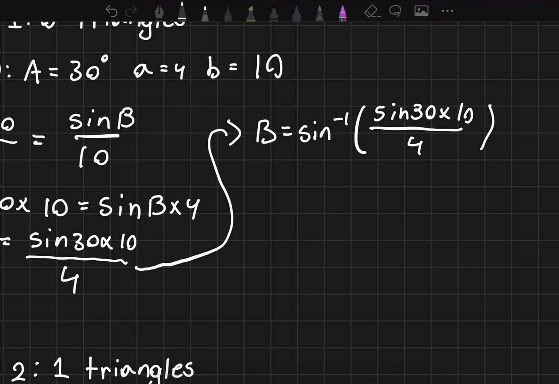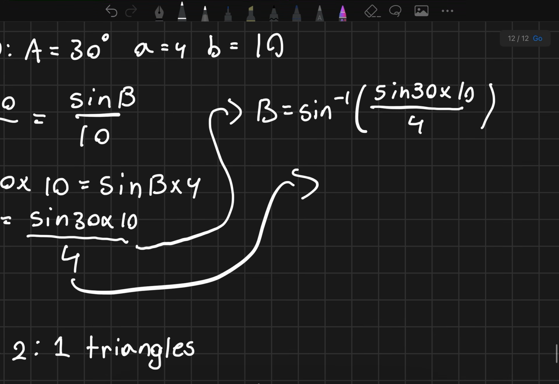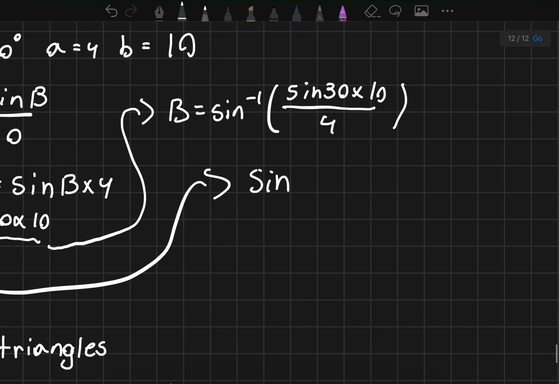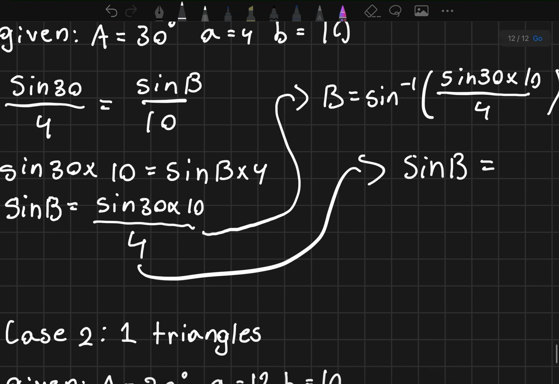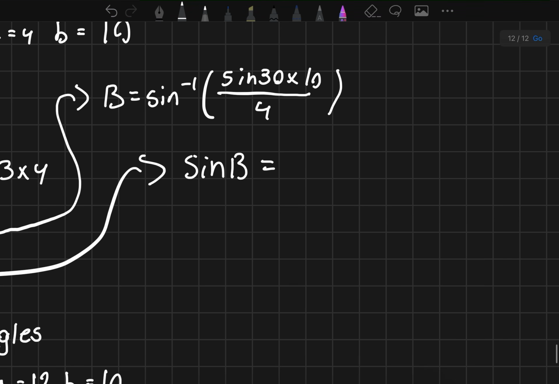Or another way you can do it is you just go straight from here, solve for sine B. When you do that, you get sine B is equal to 1.25. And you can't take the inverse of this because sine B cannot be bigger than 1. So therefore, there are no triangles.